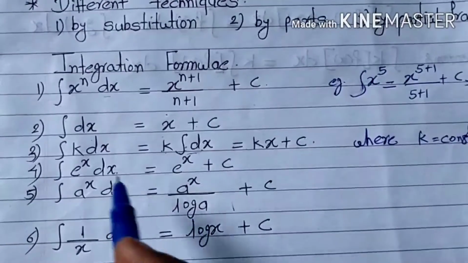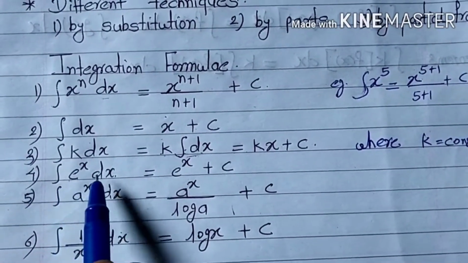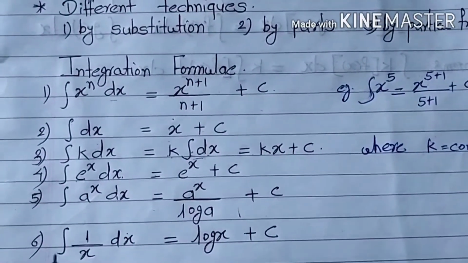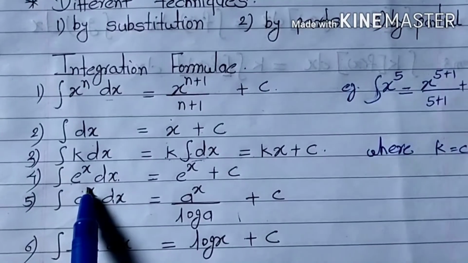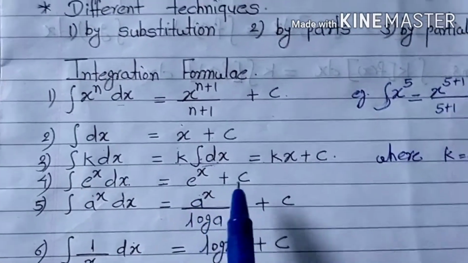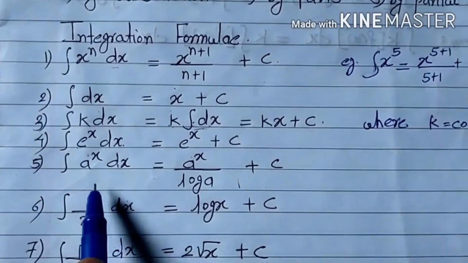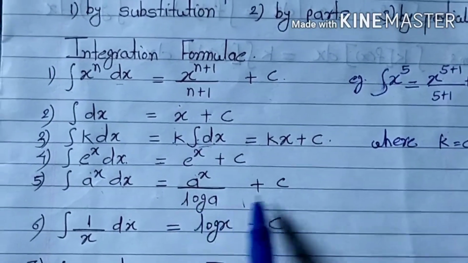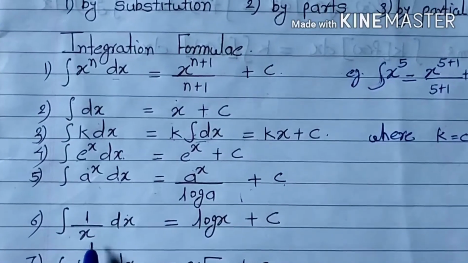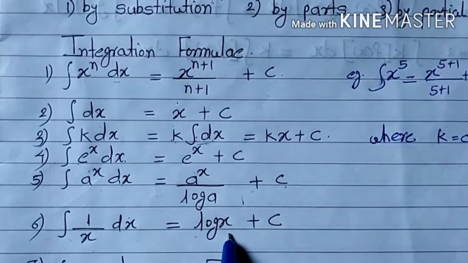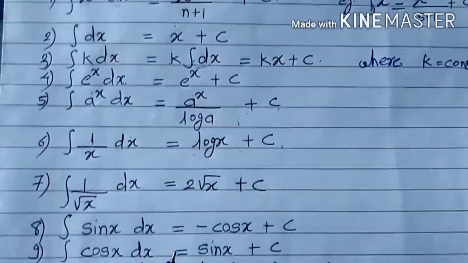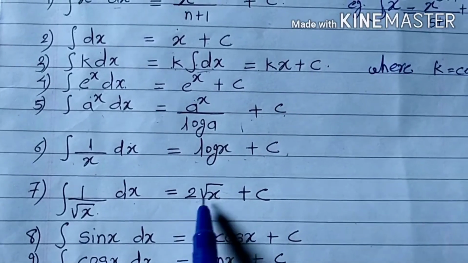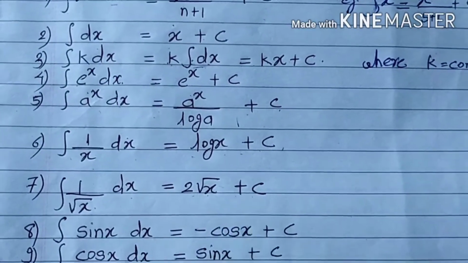Now next formula, integration of e raised to x dx is equal to e raised to x plus c. Note that integration of e raised to x remains as it is. Next formula, integration of a raised to x dx is equal to a raised to x upon log a plus c. Integration of 1 upon x dx is equal to log x plus c. Integration of 1 upon root x dx is equal to 2 under root of x plus c.